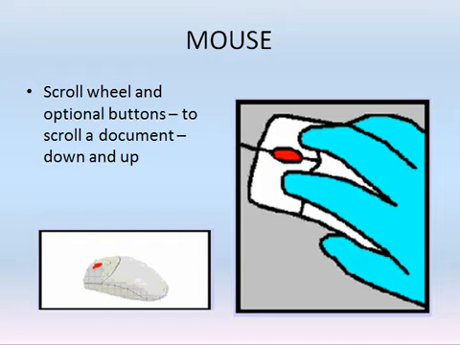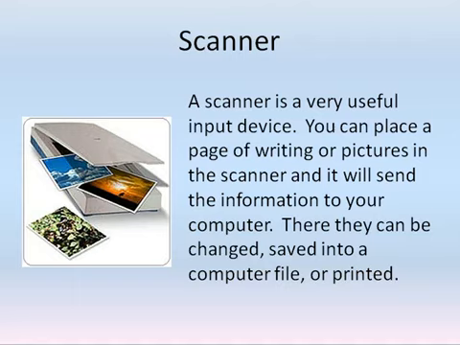Then we have a scroll wheel. The red button which is on this mouse is called a scroll wheel. So we can move around the document up, down with the help of this key. The next input device is a scanner. It is a very useful input device. We can place any page of our writing, pictures, any document in this scanner. This particular device scans that document and places it on the computer for further use.